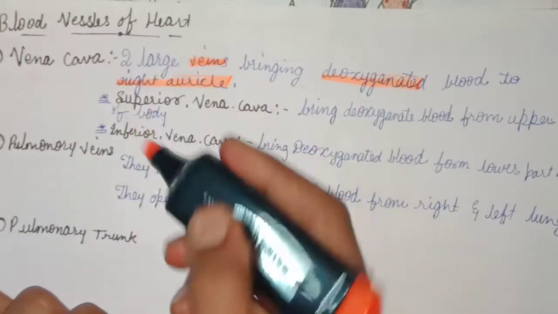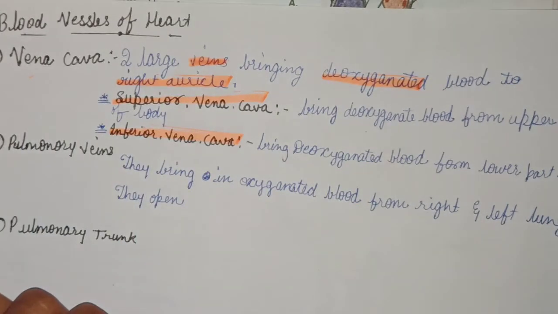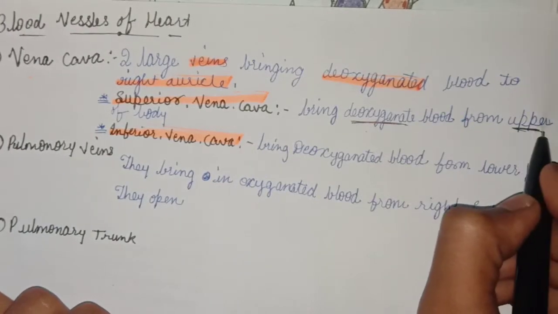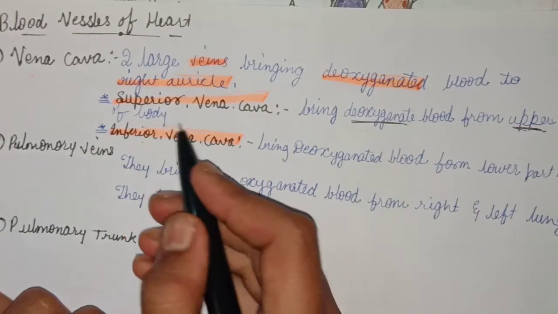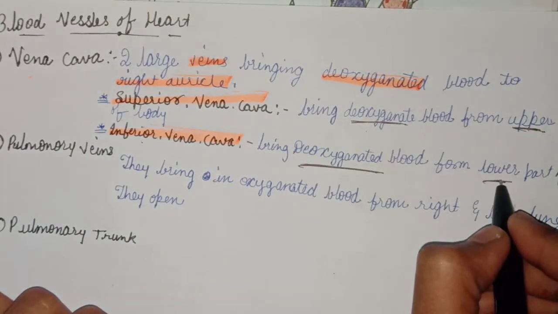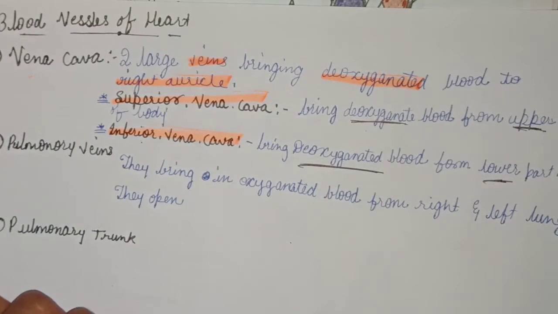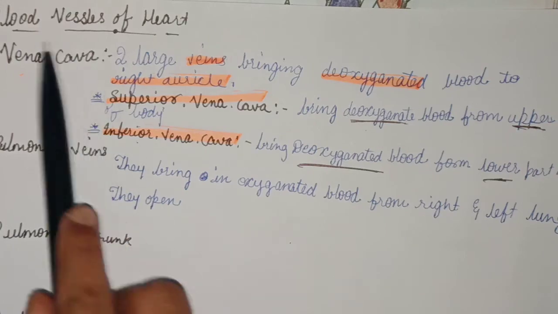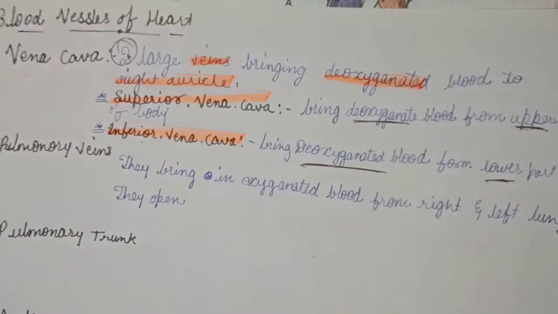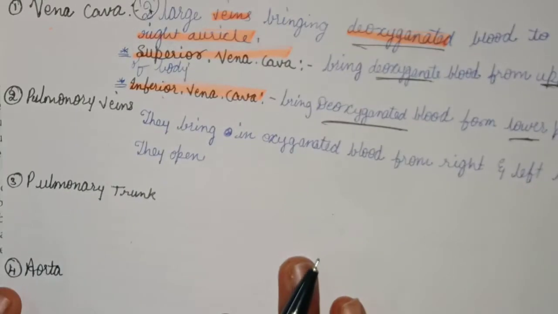So the vena cava is of two types, superior vena cava and inferior vena cava. As the word suggests, superior means high. They bring the deoxygenated blood from the upper part of the body. And inferior, as the word suggests, low. They bring deoxygenated blood from the lower part of the body, such as legs, and superior from the head and shoulders. Okay, this is clear. A very important point. Remember, vena cavas are two large veins bringing deoxygenated blood to the right atrium, and the two types you need to memorize.